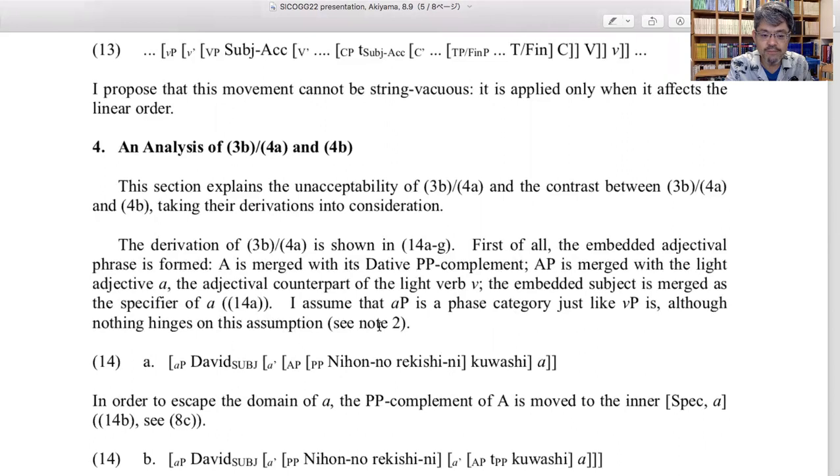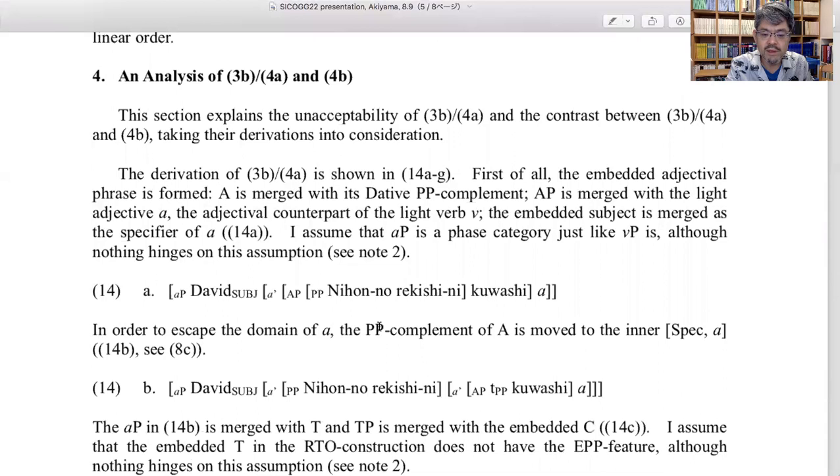Now, section 4. This section explains the unacceptability of 3b and the contrast between 3b and 4b, taking their derivations into consideration. The derivation of 3b is shown in 14a to g.